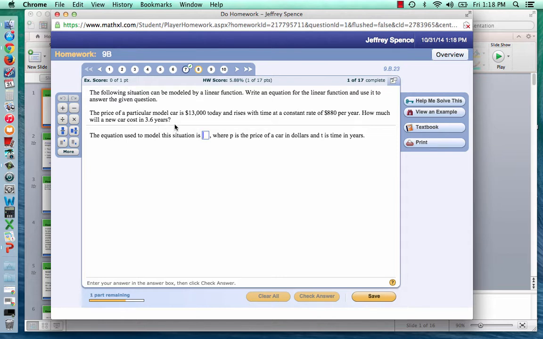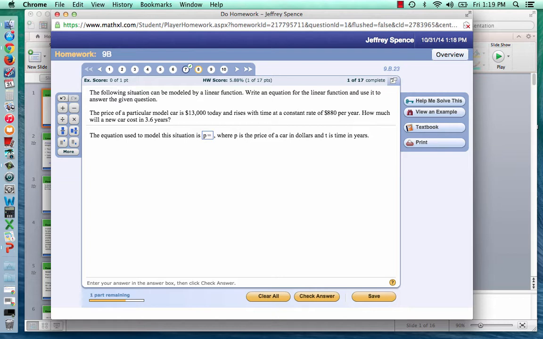The equation to model this situation is what we have to fill in, where P is the price of the car in dollars and T is the time in years. So the price is dependent upon the time. P is going to be my dependent variable, and it depends on the time.